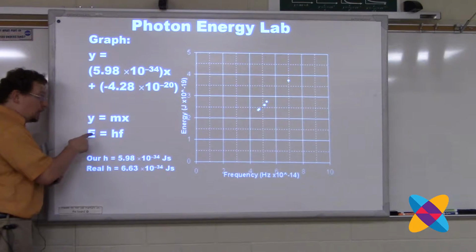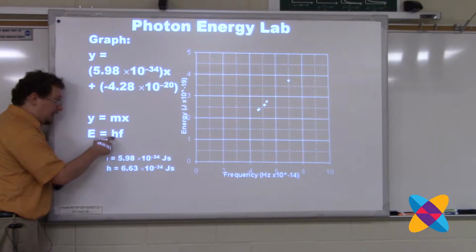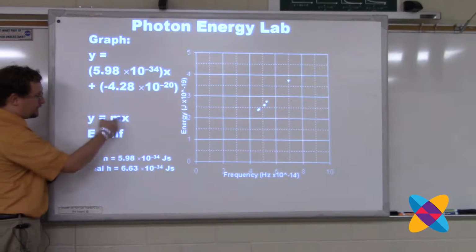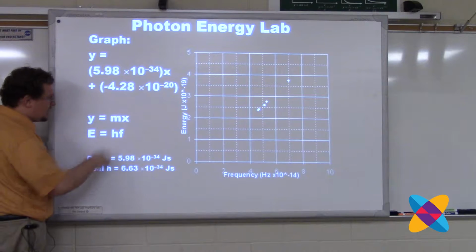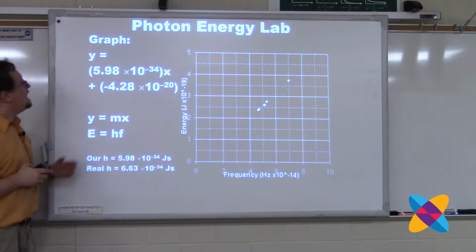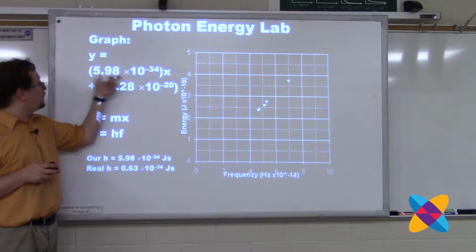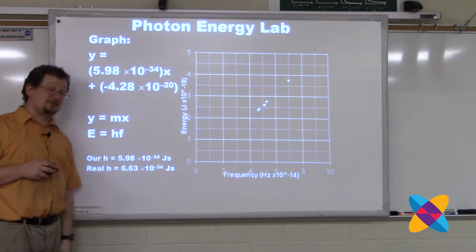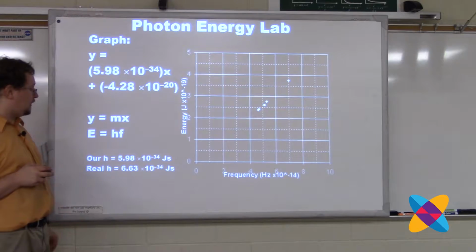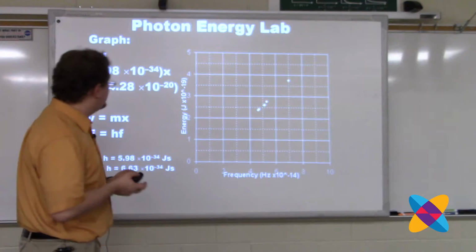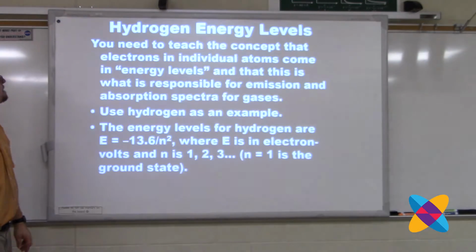Well, we know that photon energy is Planck's constant times frequency, E equals hf. Line that up with y equals mx. Y is the energy, x is the frequency, then h is the slope. And so my slope was 5.98 times 10 to the negative 34. The real h is 6.63 times 10 to the negative 34. So, not terrible. Less than 10% error there. All right, so very good.